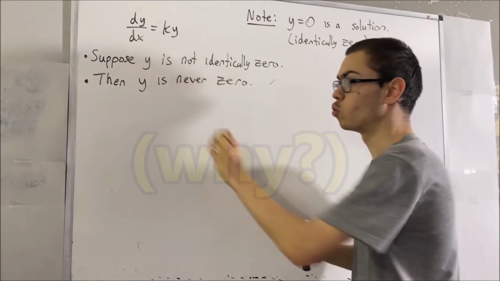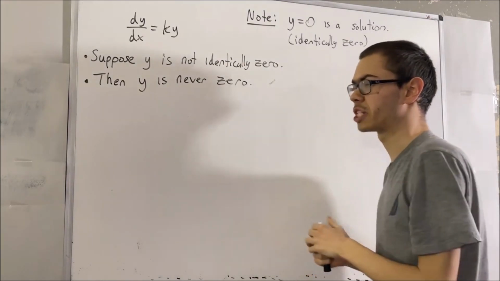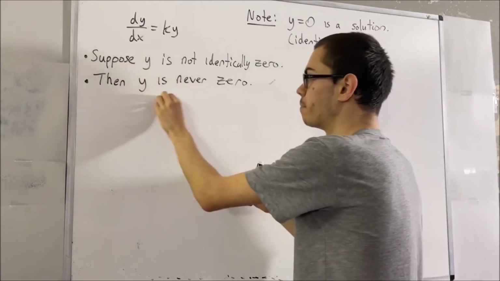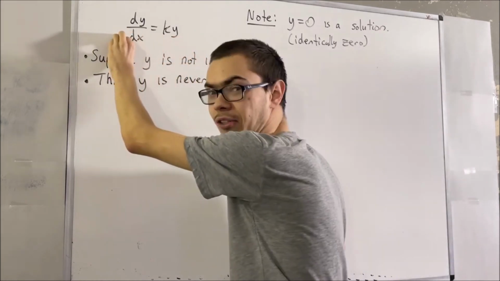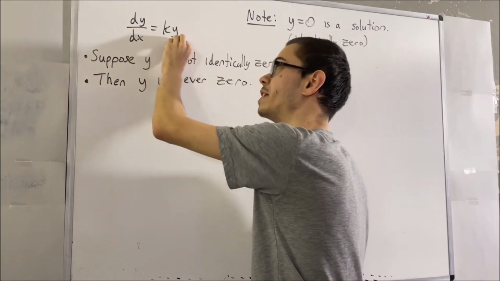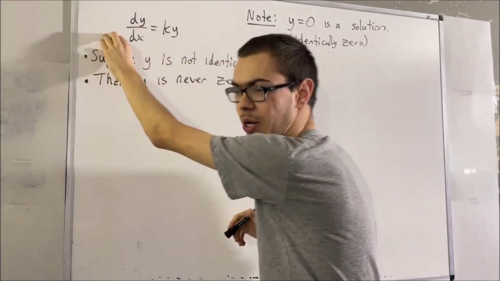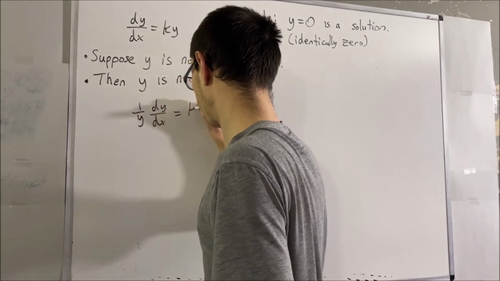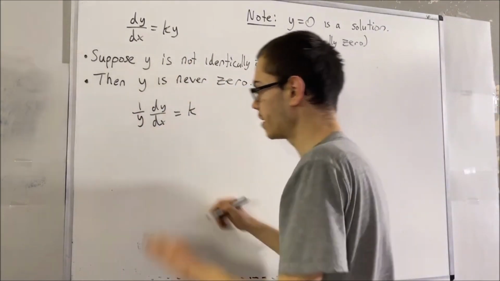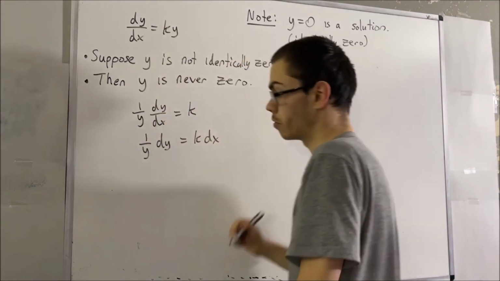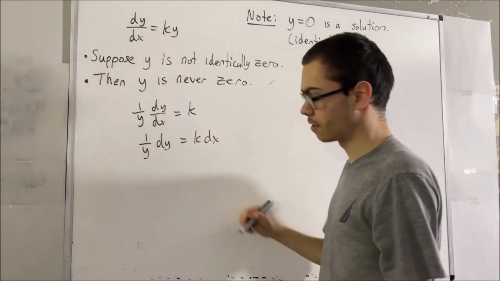I would like you guys to wrestle with this idea. I'm not going to justify it any further, but the reason why this is important is because it justifies why we're allowed to divide y to the other side. Because y is never 0, we can divide y to the other side of the equation. Now performing separation of variables, we'll move dx to the other side. And so now we're ready to integrate both sides.